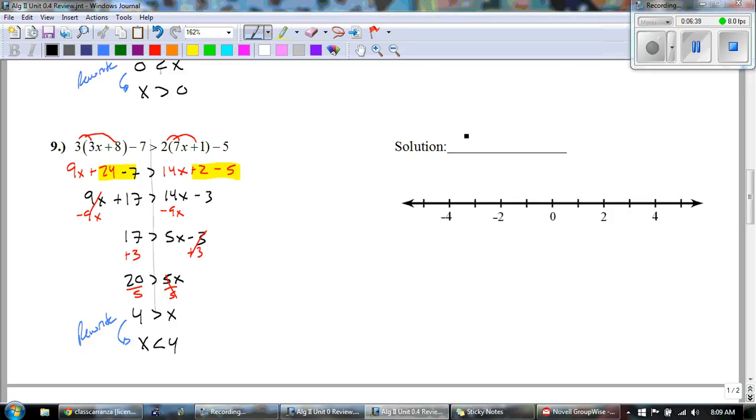Okay, and after you solve and rewrite it, you should get x is less than 4. So at 4, I am open, and since it's less than, I'm going to shade everything to the left. And there we go.